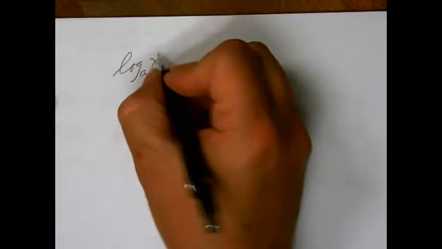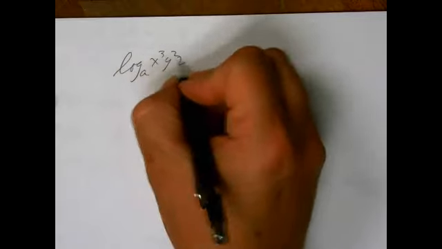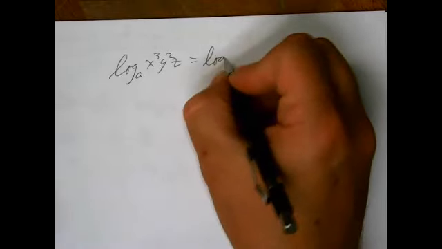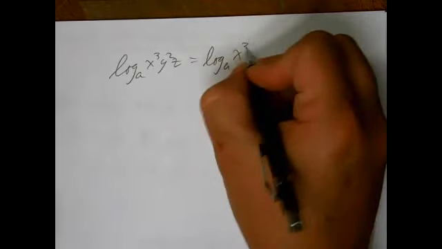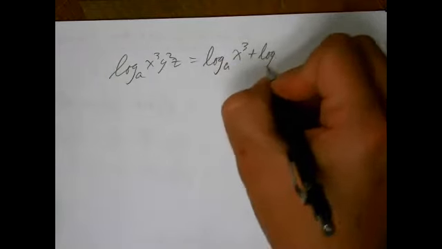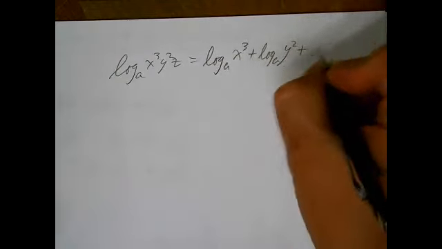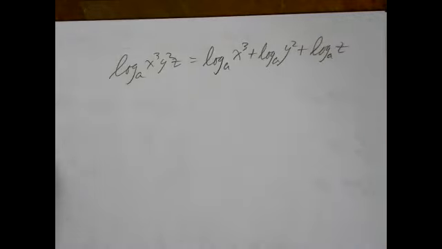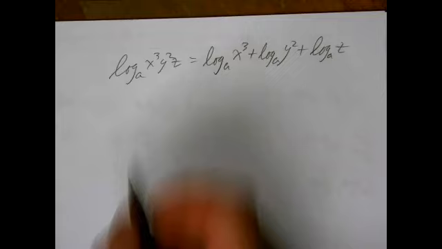log base a of x cubed y squared z. What's going on here is we have exponents and we have multiplication. So this can become log base a of x cubed plus log base a of y squared plus log base a of z. So the multiplication has turned into addition.